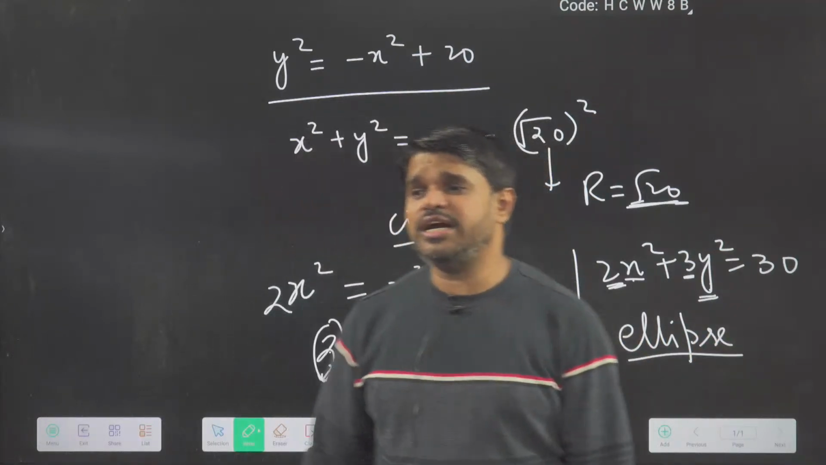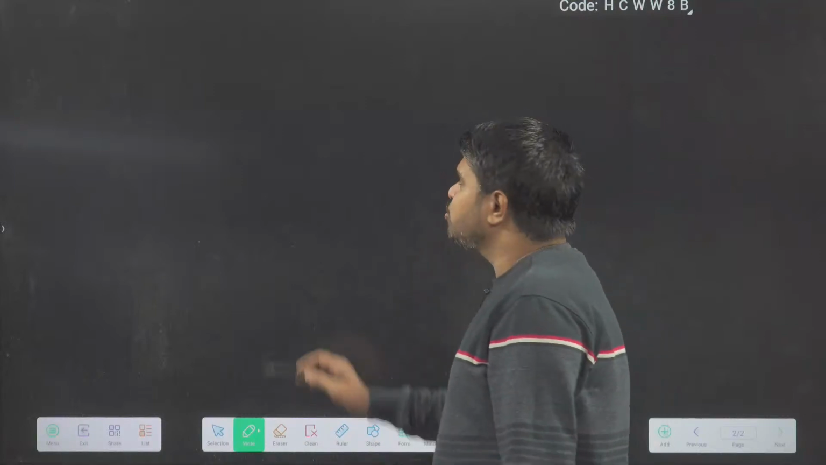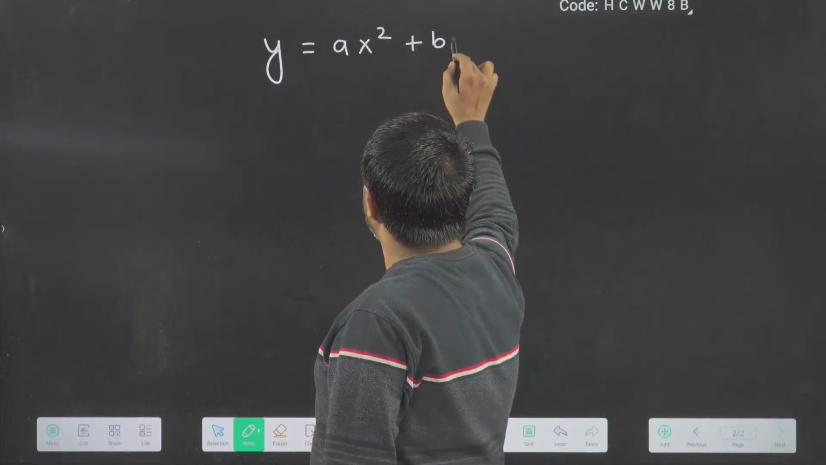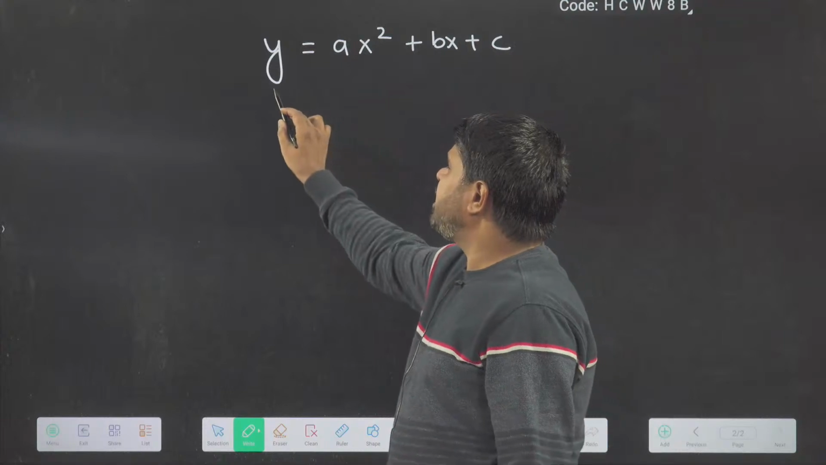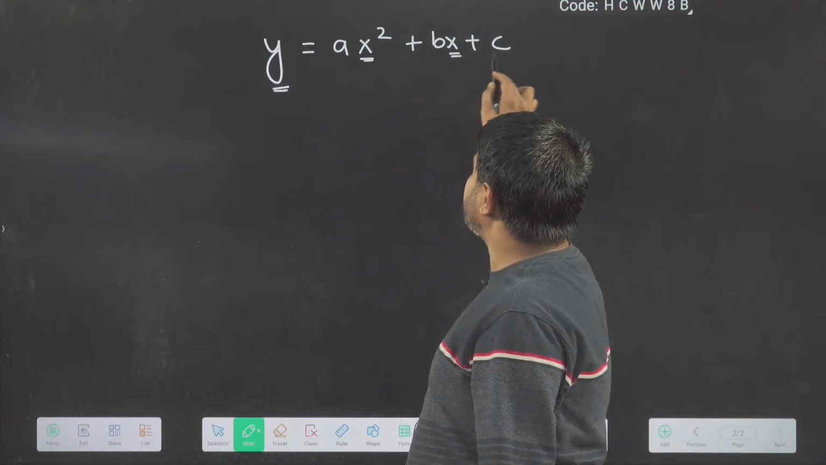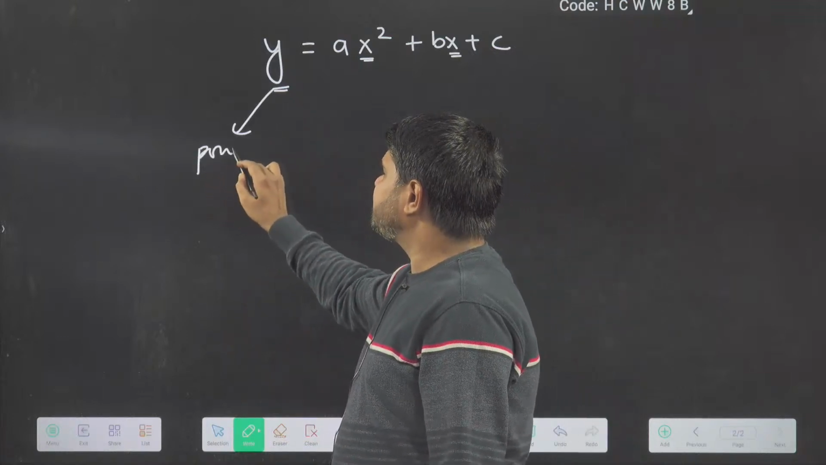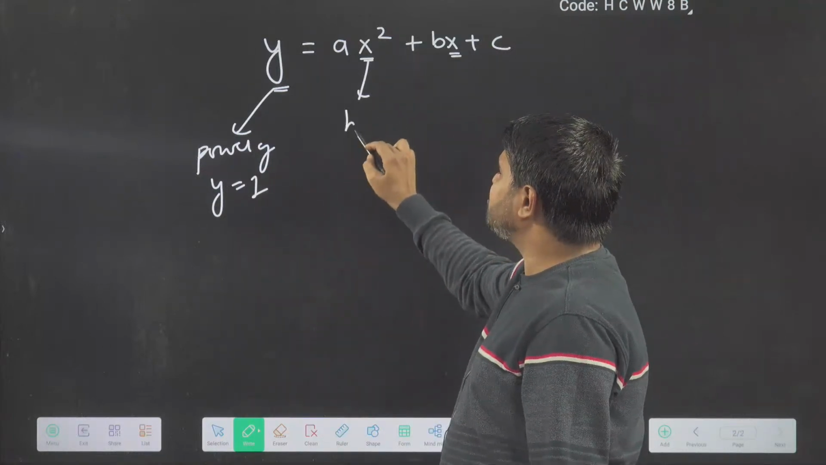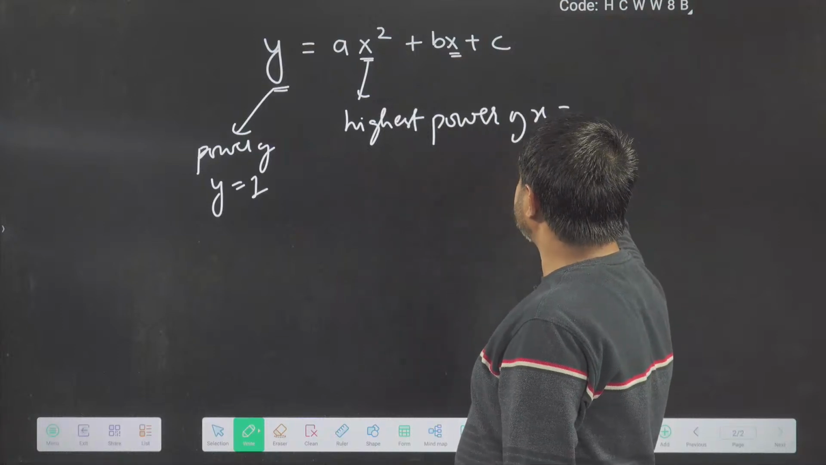Now let's continue. Wherever we ended, we will start again from there. Yesterday I wrote one equation, y equals ax square plus bx plus c. Now here you can see one thing, that there are two variables, y and x. Here the power of y is 1, and the highest power of x is 2.